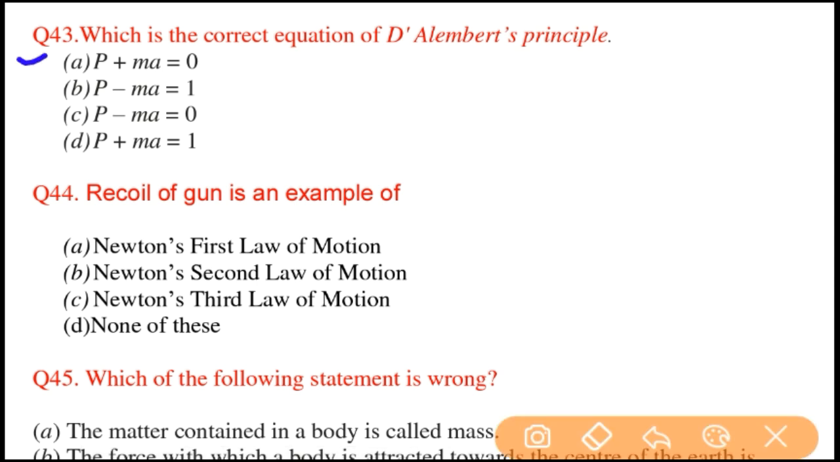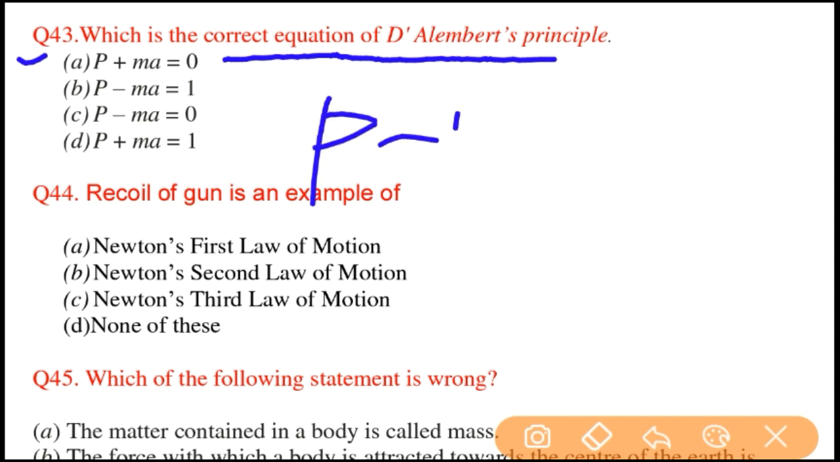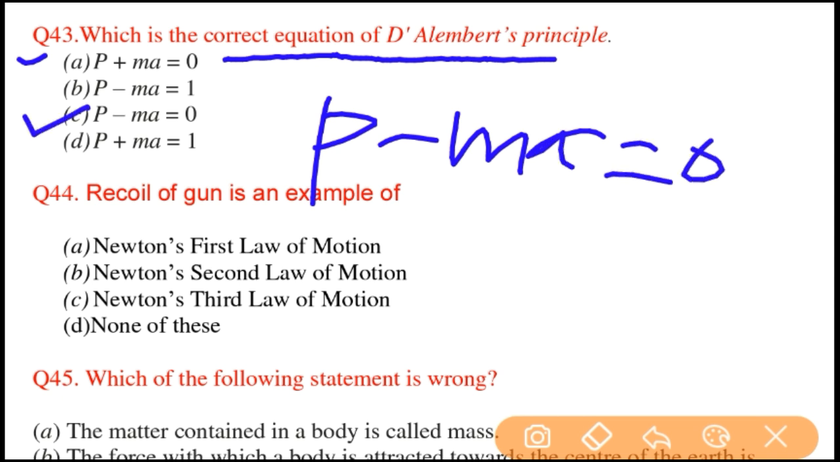In the next question, which is the correct equation of D'Alembert's principle? So D'Alembert's principle is given by P minus ma equal to 0. That is option C, the correct answer. In the next question, recoil of gun is an example of Newton's third law of motion. So option C will be the correct answer.